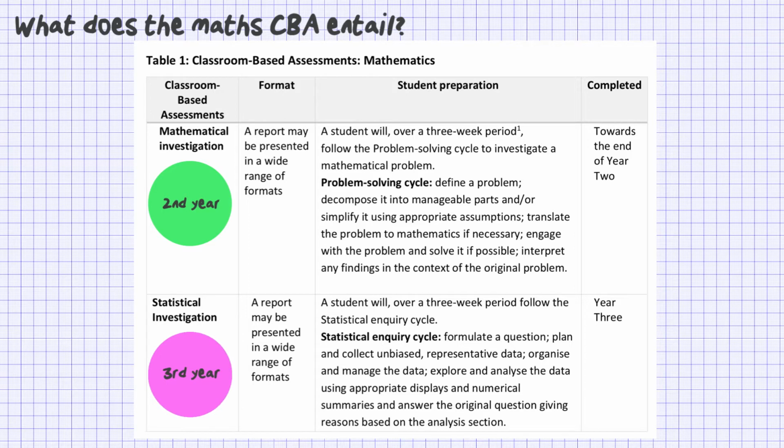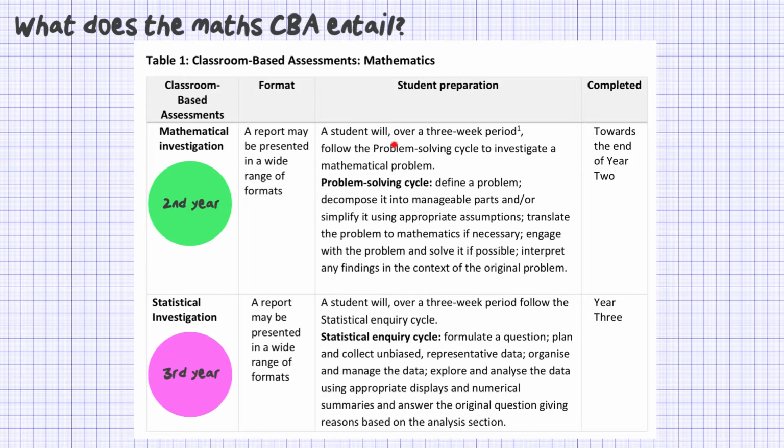So what does the second year CBA entail? This is based on information that we got from the government, right? The second year CBA is a report that must be presented in a wide range of formats. You can present it electronically, as a poster, or as whatever you like. I strongly advise you just to present it as a document, so either a Word document or a PowerPoint or something along those lines. It makes it easier for yourself, right?